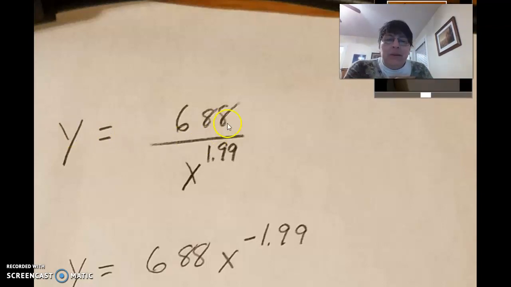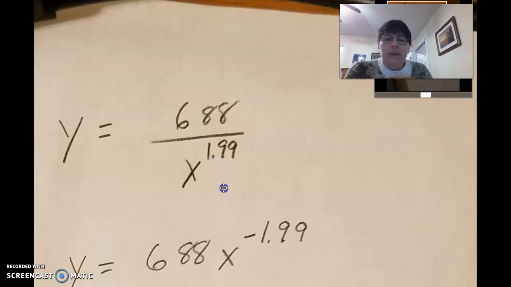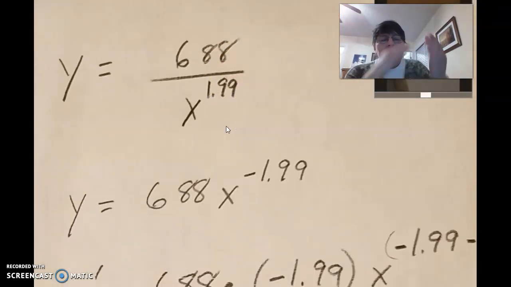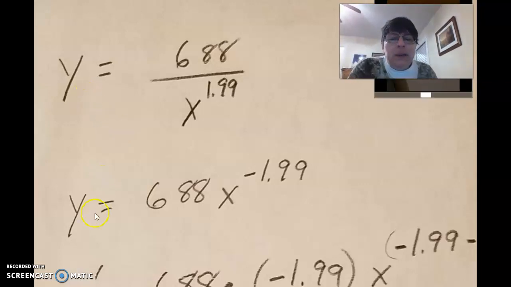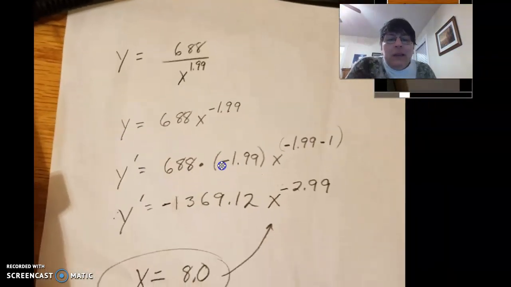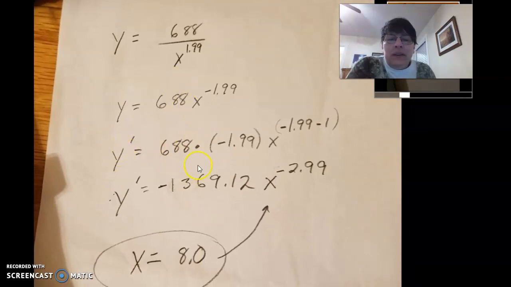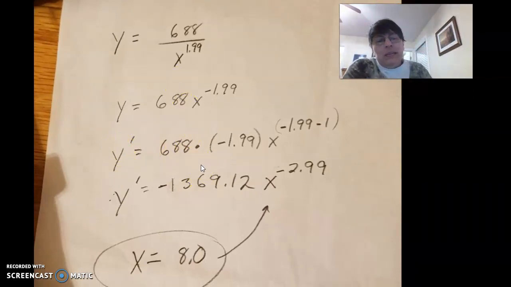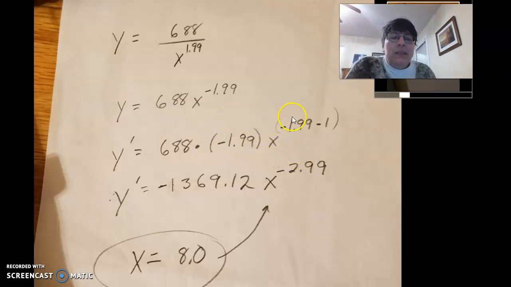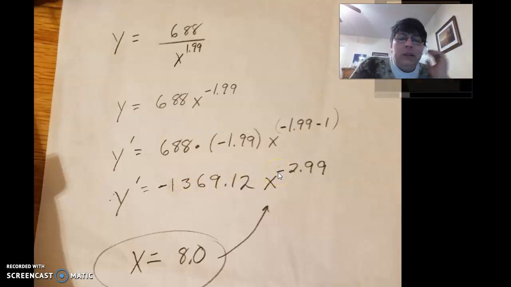So here's the problem, y equals 688 to the x 1.99, and I moved the x up because it's a lot easier to use the power rule if I can see it. So I just made the exponent negative to move it up. Then as I take the derivative, the constant stays the same, the power moves down, and then x, and then we just subtract 1. Okay, power rule. So it simplifies down to negative 1369.12x raised to the negative 2.99.